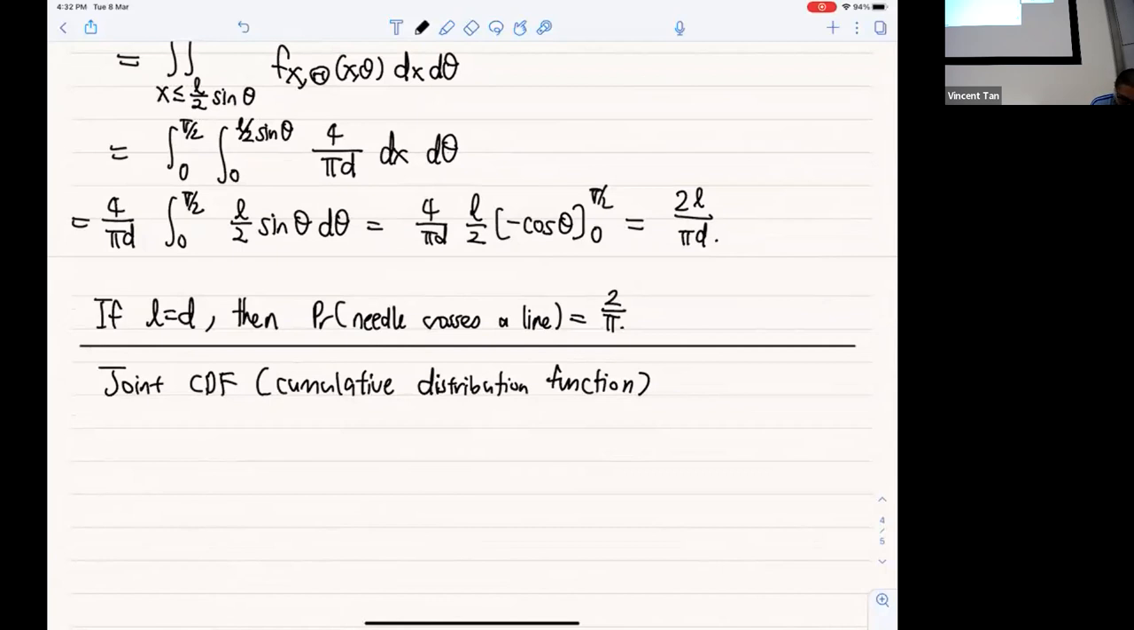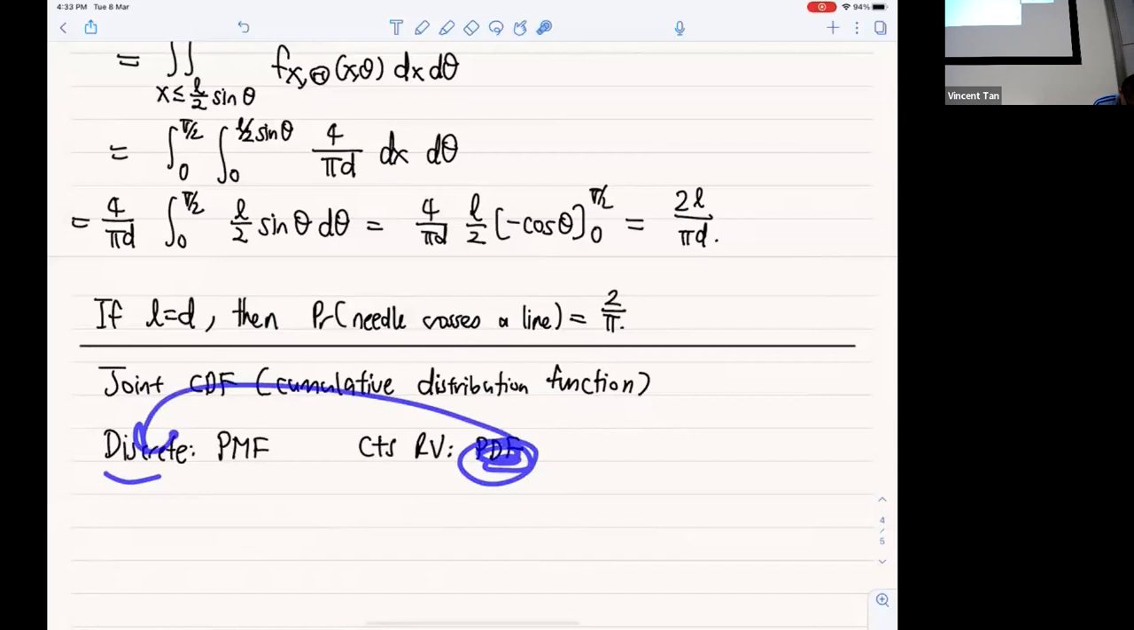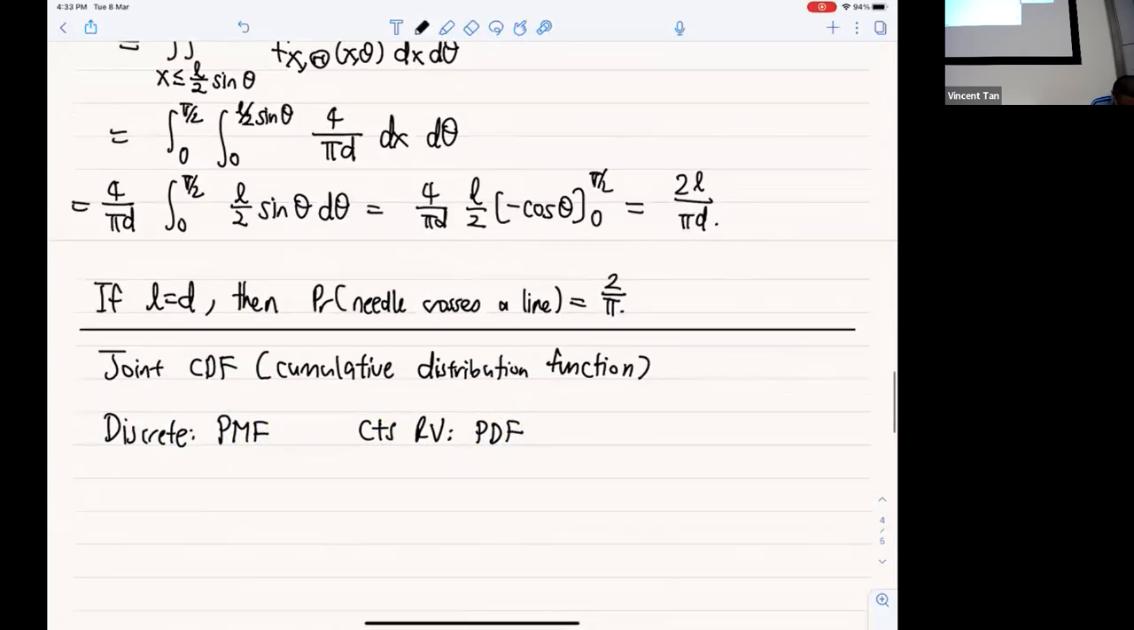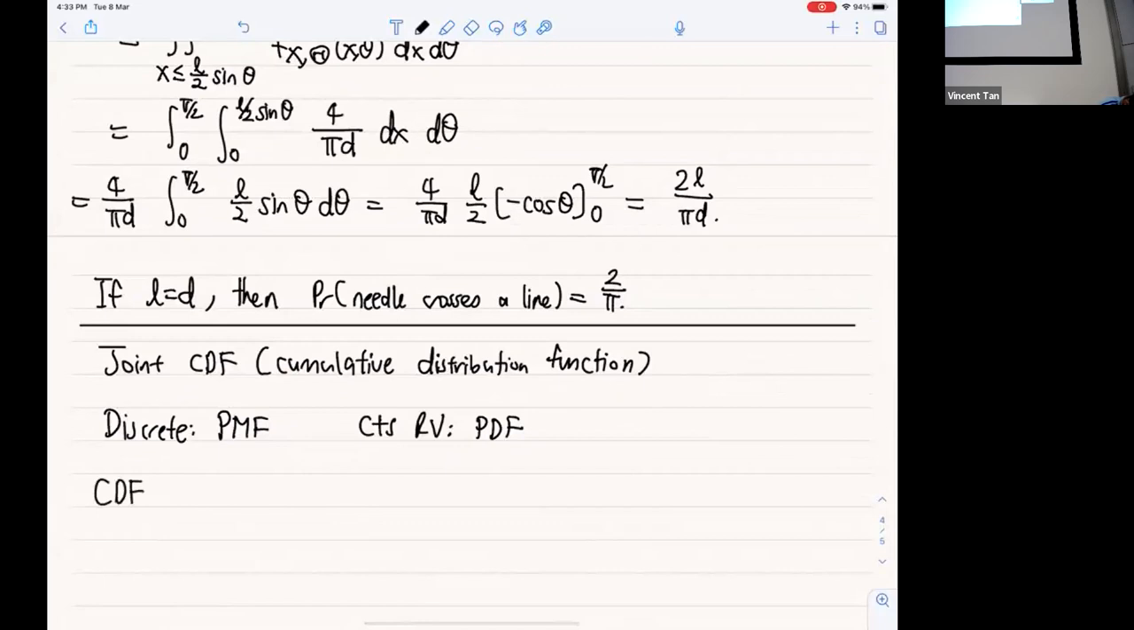Now, if we are discrete, just to remind you, when we're talking about discrete random variables, we talk about probability mass functions. When we have continuous random variables, we talk about the probability density function. But we cannot talk about probability density function for discrete random variables. That doesn't make any sense. We cannot talk about probability mass functions for continuous random variables. That makes no sense. But we can talk about CDF for both discrete and continuous random variables. So that unifies, okay?